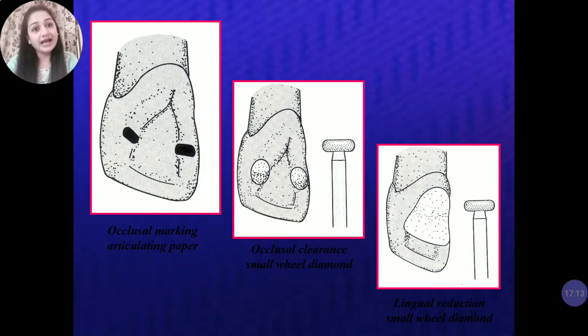When we are dealing with the anterior teeth, first ask the patient to bite and then mark the occlusal markings using articulating paper. Then remove 0.5 mm of that marking using a wheel diamond. Then remove the palatal surface of your abutment using the same wheel diamond bur.